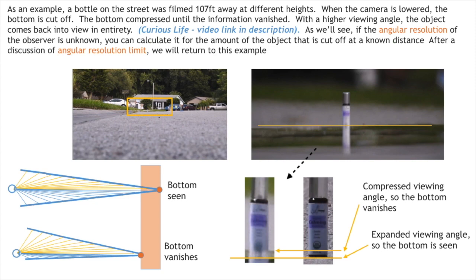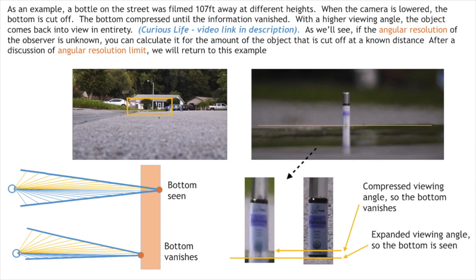So as we'll see, this vanishing point is the angular resolution being breached for the observer. And so if this angle is unknown, you can calculate the angle by using the amount of the object that is being cut off at a known distance. So we'll return to that after we discuss the angular resolution limit.